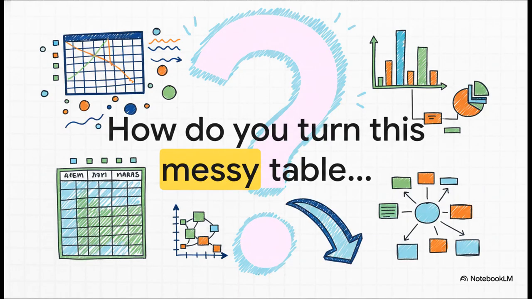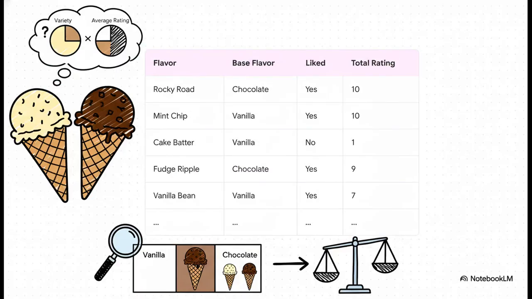We've all been there, right? Staring at a spreadsheet that looks something like this, just a wall of rows and columns. You know there's information in there, but what is it actually trying to tell you? Take a look. We've got a bunch of ice cream flavors, their base, and some ratings. I can see some vanilla, some chocolate, but which one's better on average? Which one has more variety? Just looking at it like this, it's pretty much impossible to say.